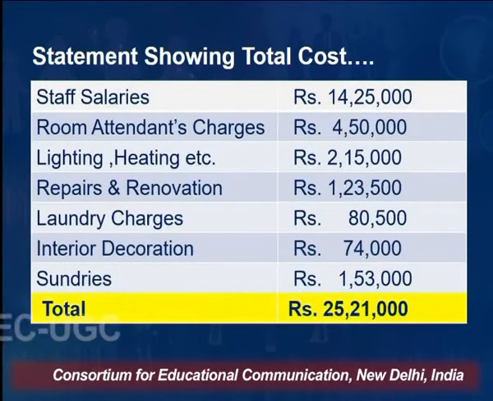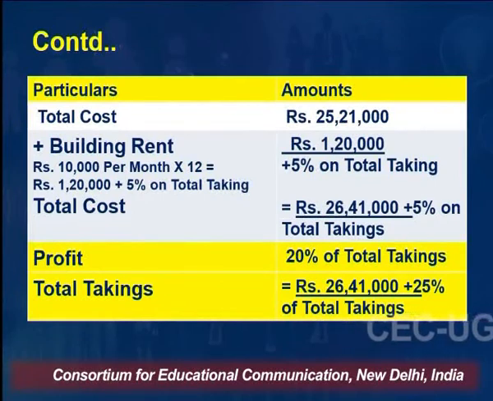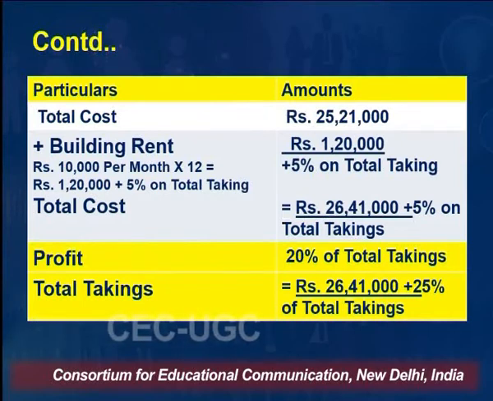We'll prepare a statement showing total cost. I have not done anything different. I have simply aggregated the entire cost. Whatever cost was reported in the question, I have simply aggregated: 14,25,000, 450, 215, 123, 500. Without any change to that, I have simply added them all, and the cost comes to be 25,21,000. This is my total cost. Now this is the point from which henceforth we'll do the calculation. Up till now there was no calculation for the purpose of computation of cost.